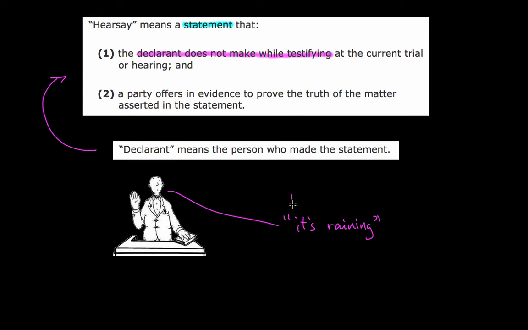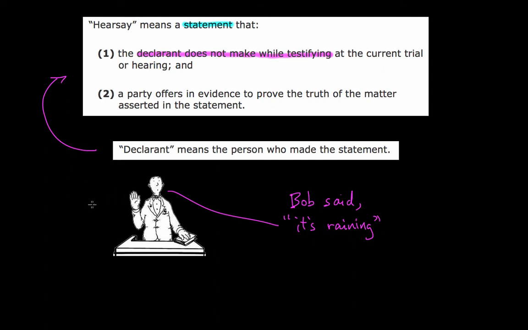But let's say he said something a little bit different. Let's say he said, Bob said it's raining. Well, it's raining is still a statement, but the declarant is somebody different now. Declarant means the person who made the statement. Bob is the one who made the statement, so Bob is the declarant, not this guy on the witness stand. For something to be hearsay, it has to be a statement that the declarant does not make while testifying. Well, Bob said this when he came in from outside. He didn't say this while testifying, and so this statement, it's raining, is potentially hearsay.